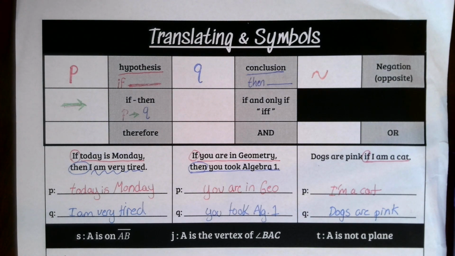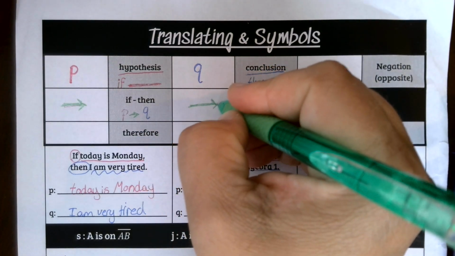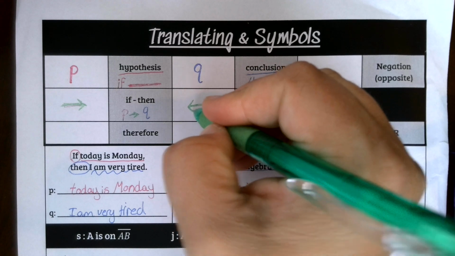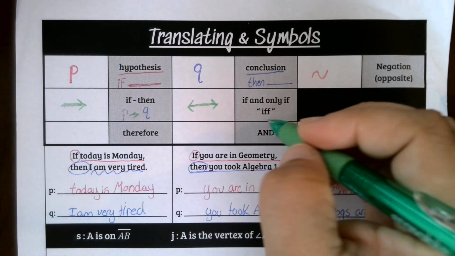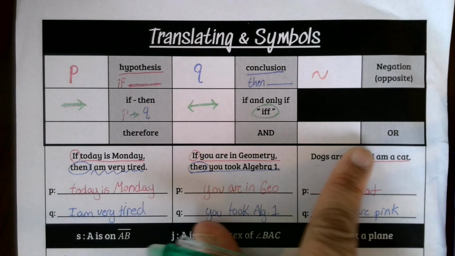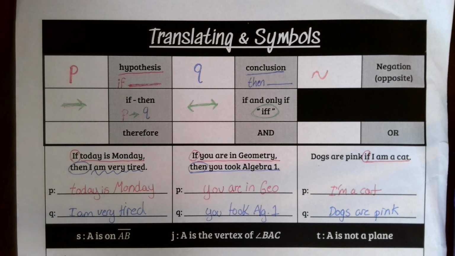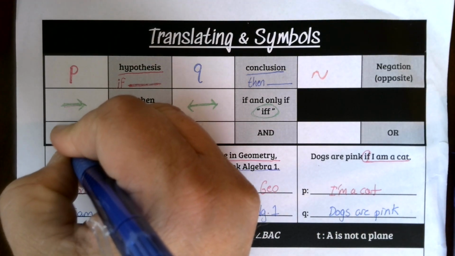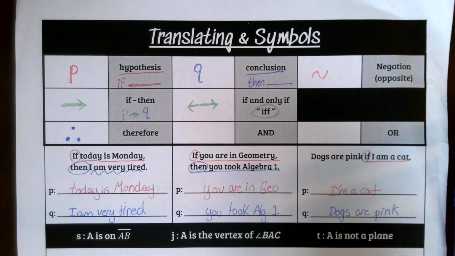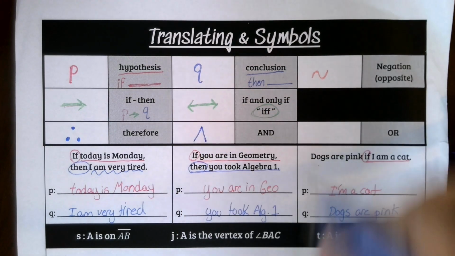If and only if is a double-headed arrow, and it requires a little more conversation. If and only if, okay? And that's often referred to as IFF, if and only if, okay? And then here are the ones that also you need to be aware of because they affect how our conditions play out. Therefore is the conclusion that you draw based on the statement. And is if you would like to combine statements.